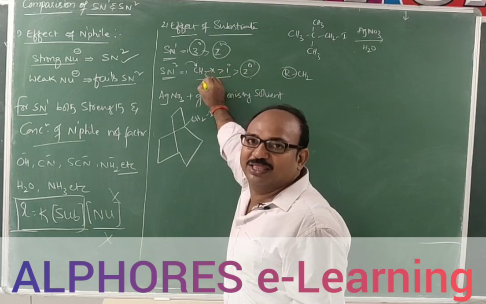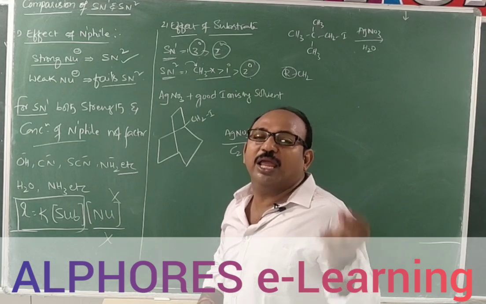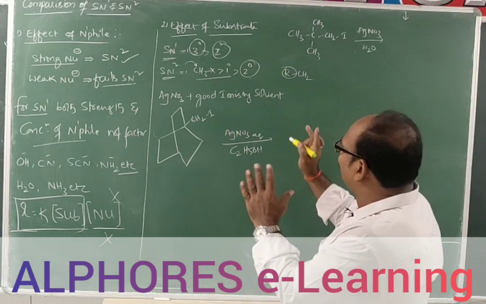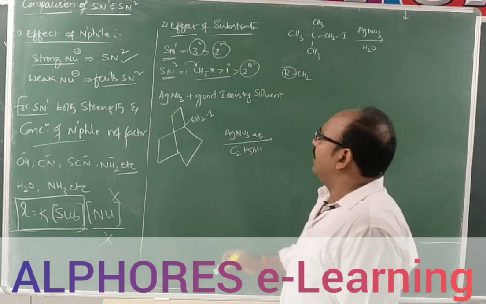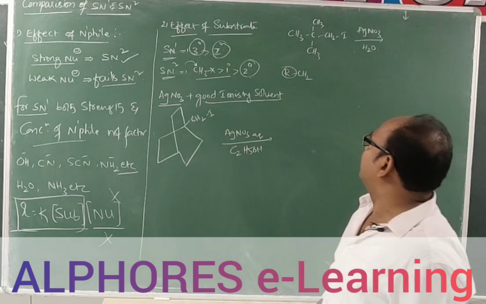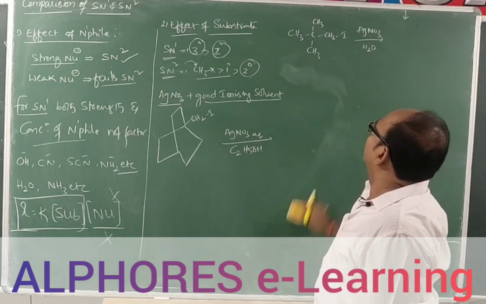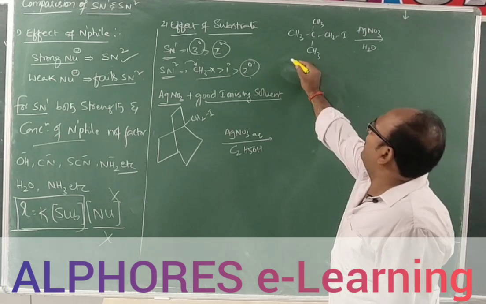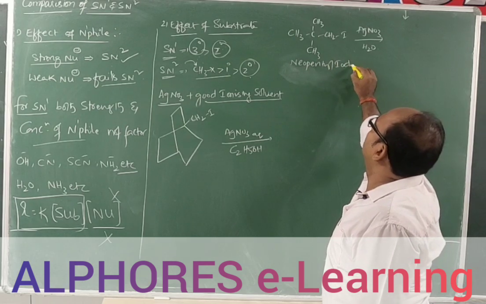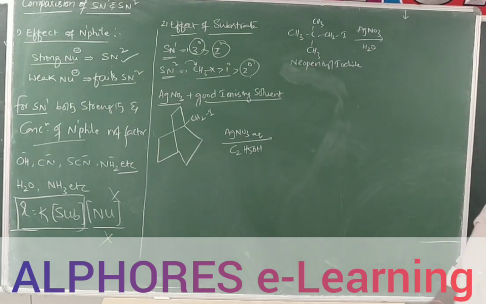Similarly, when you consider methyl primary, the solvent we use is polar aprotic, like DMF or DMSO. Hope it is clear. For this there is an exception: when we add silver nitrate to a good ionizing solvent with the neopentyl iodide substrate, that is, neopentyl iodide, AgNO3 and H2O.